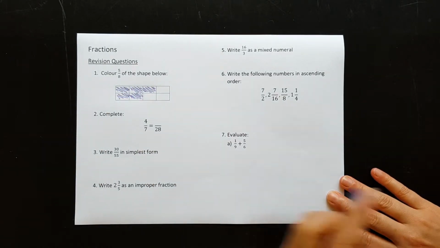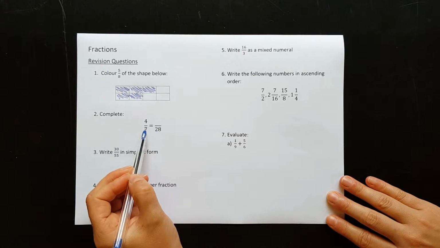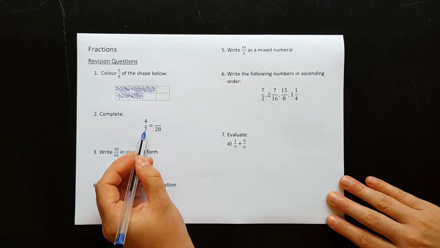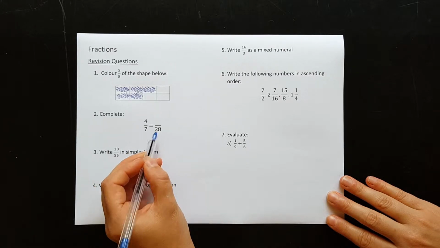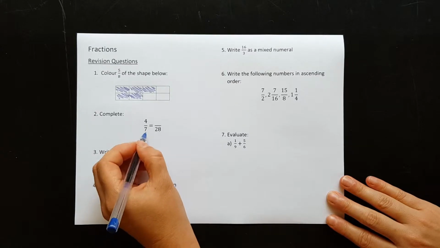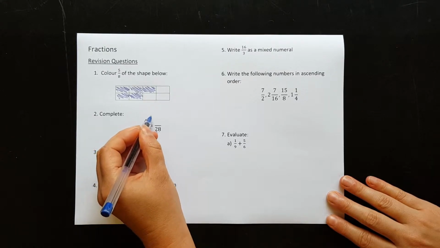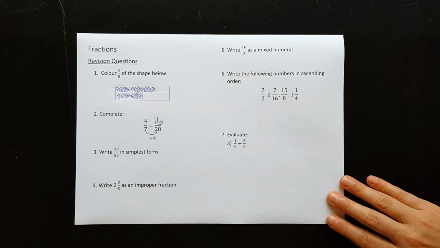Okay, question 2, we want to complete the equivalent fractions. So we have 4/7 is equal to something over 28. So we need to work out what we're multiplying by to get to 28. 7 times 4 gives us 28. So we need to multiply the 4 by 4 to find our missing number of 16.